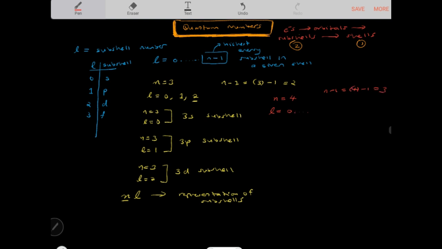And so L can take on values of 0, 1, 2, and 3, and the highest energy level is the third energy level. So when n is equal to 4 and L is equal to 0, this indicates the 4s subshell. When n is equal to 4 and L is equal to 1, this indicates the 4p subshell. When n is equal to 4 and L is equal to 2, this indicates the 4d subshell. And when n is equal to 4 and L is equal to 3, this indicates the 4f subshell.